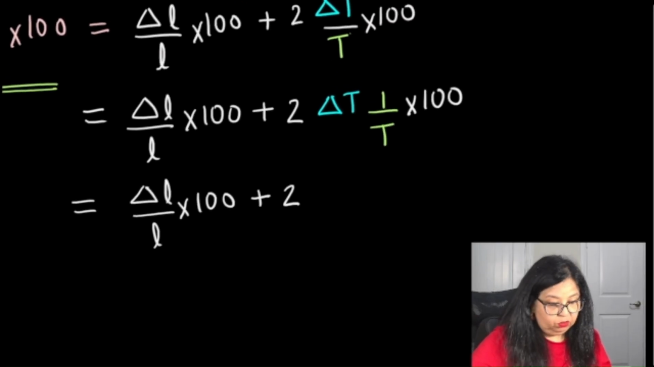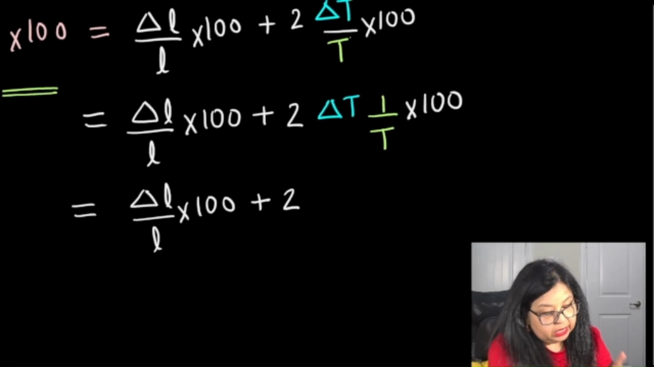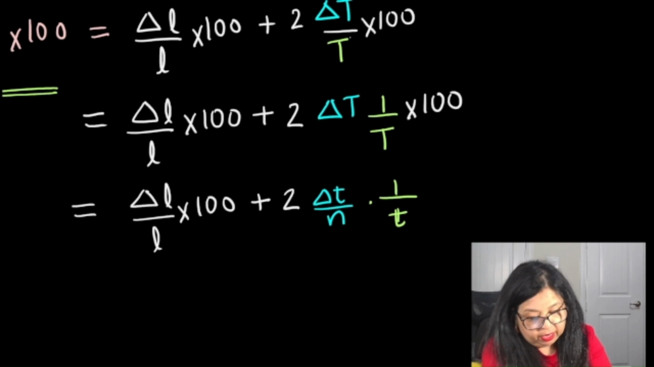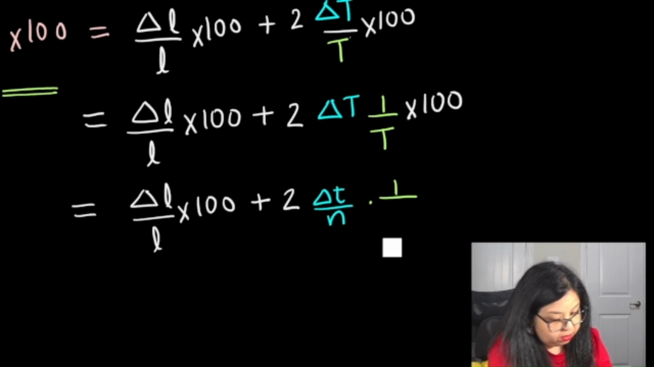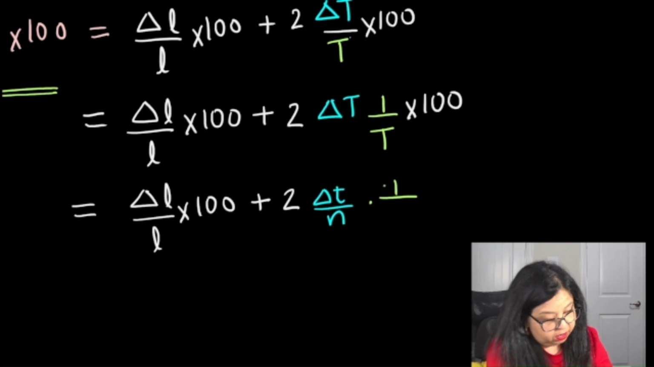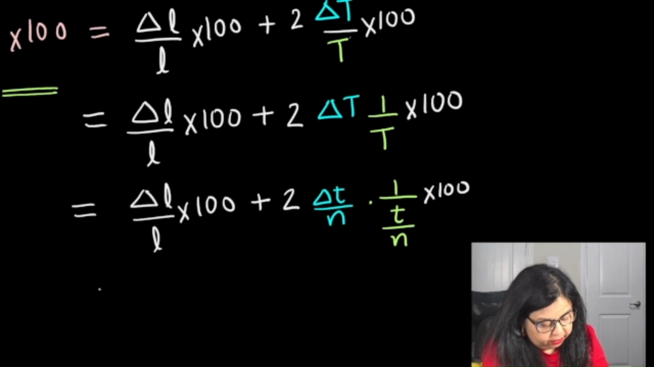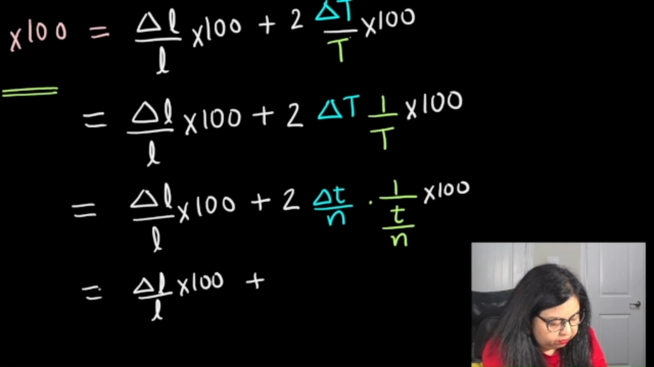Let's see. So what did we say? Delta uppercase T equals delta lowercase t divided by n times 1 divided by lowercase t over n times 100. Alright, don't be mad at me here. We'll make it look pretty. So from here, alright, let me quickly write this down for you guys.